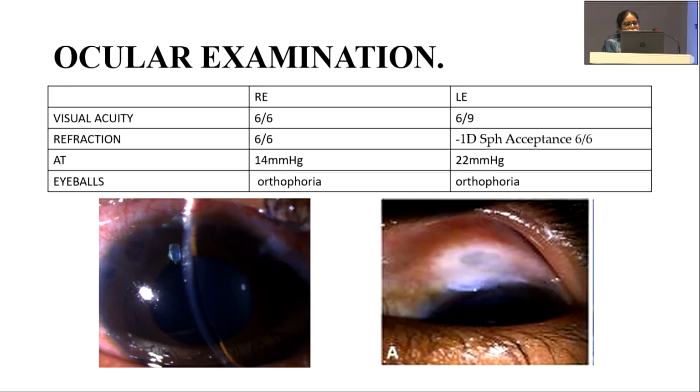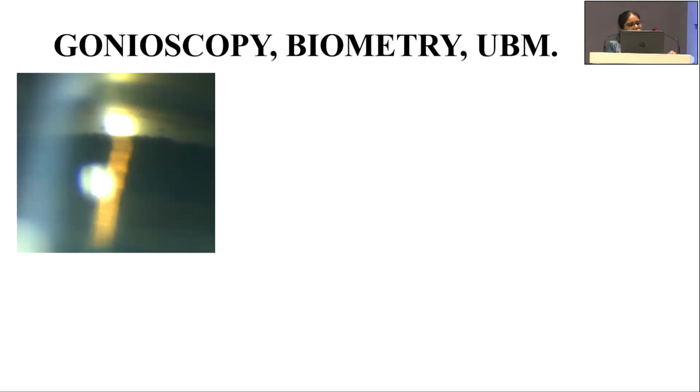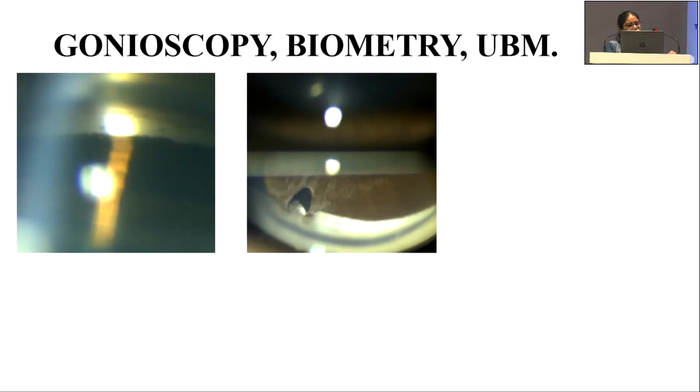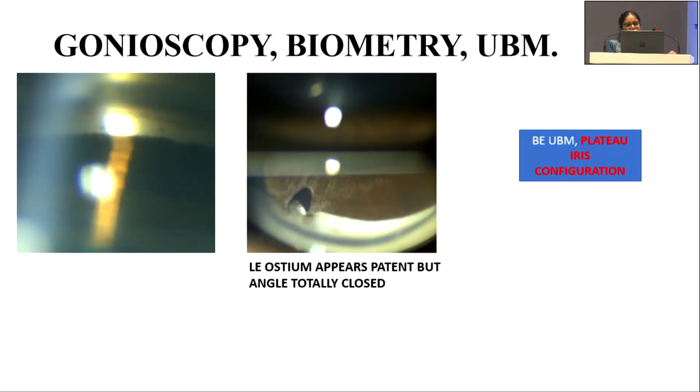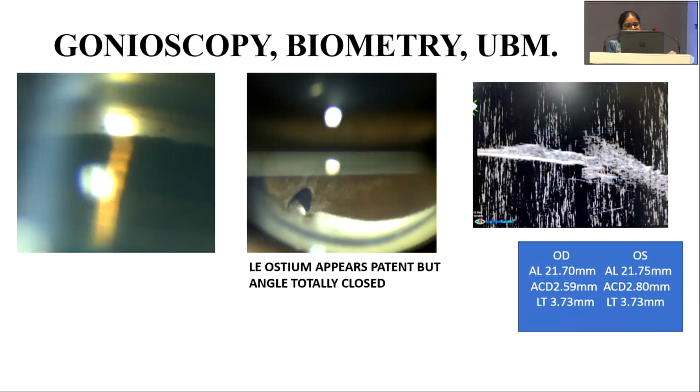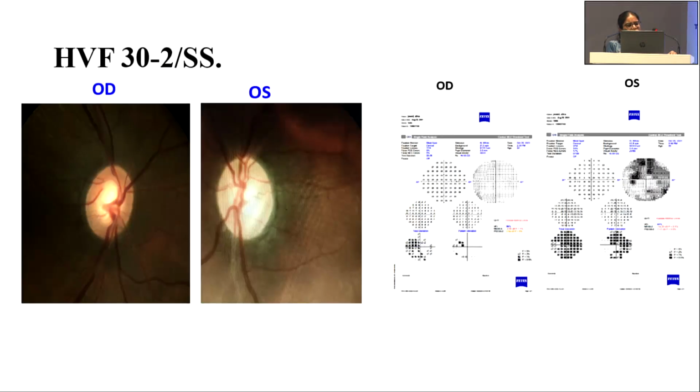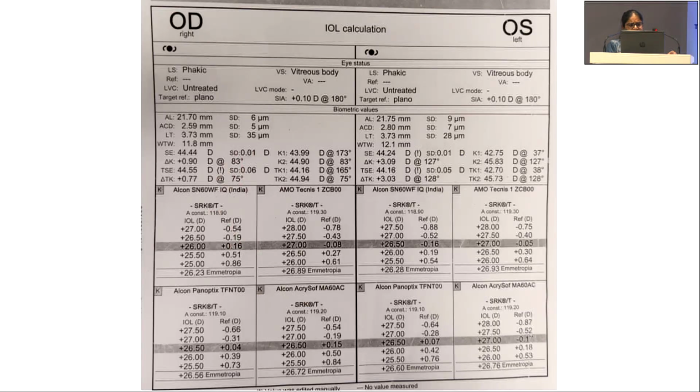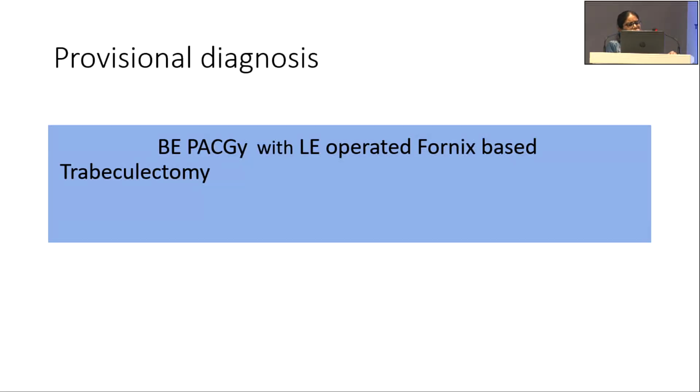The clinical image shows in the left eye a thin cystic bleb with the AC shallow peripherally as well as centrally, with the IOP of 22 millimeter of mercury. On gonioscopy, the angles were closed in the right eye, whereas in the left eye the ostium was patent with the angles closed. On UBM, it was a plateau iris configuration, and on A scan the axial length was 21.70 in the right eye, whereas in the left eye it was 21.75. On HFA, the left eye had a superior arcuate, whereas the right eye had a nasal step. My provisional diagnosis was both eye PACG in young with left eye operated fornix based trab.